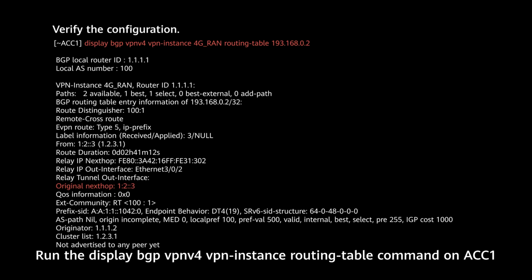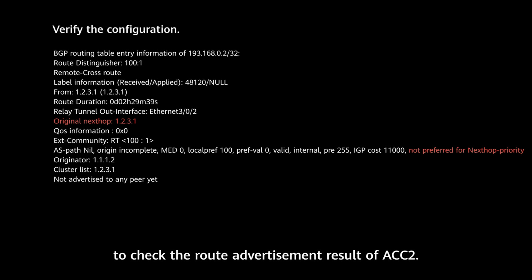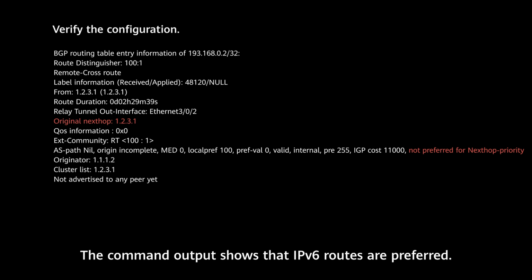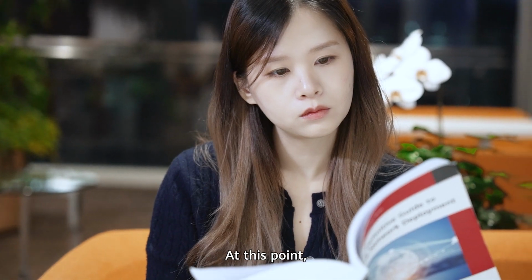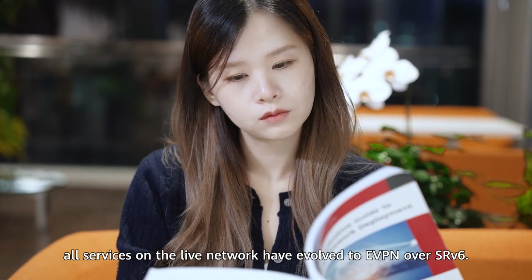Run the display BGP VPN v4 VPN instance routing table command on ACC1 to check the route advertisement result of ACC2. The command output shows that IPv6 routes are preferred. At this point, all services on the live network have evolved to EVPN over SRv6.